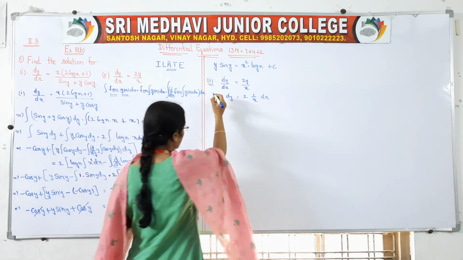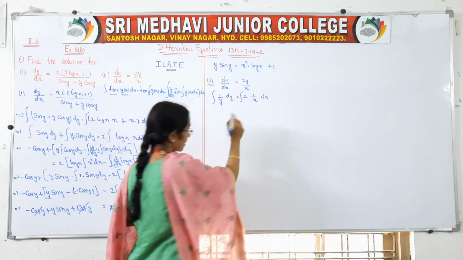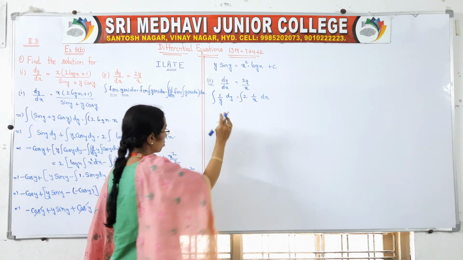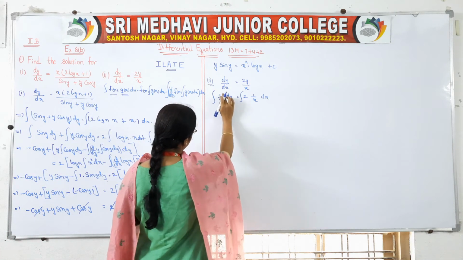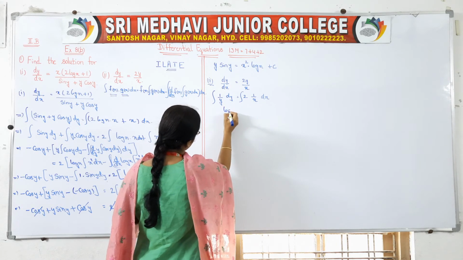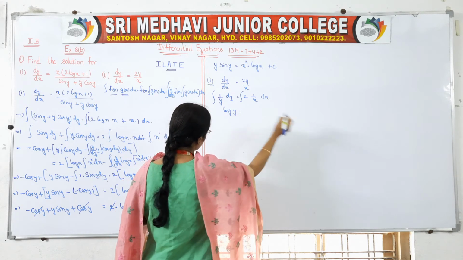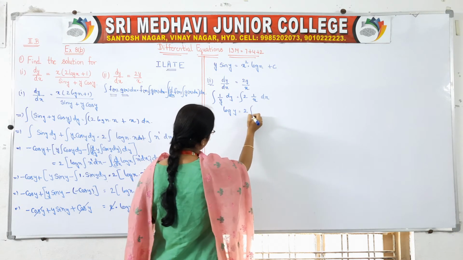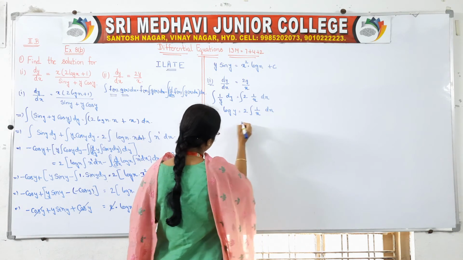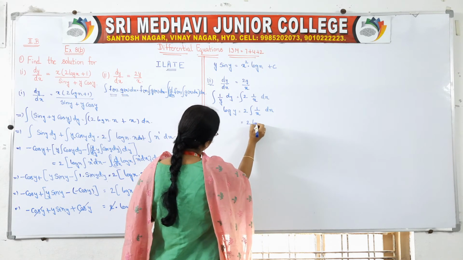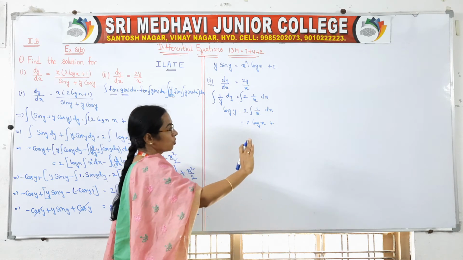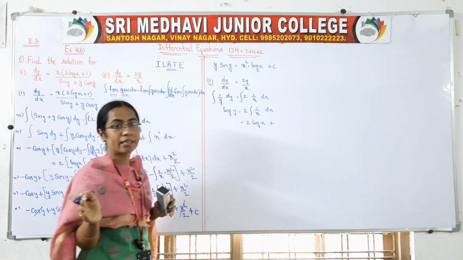So once variables are separated, you apply the integrals, right. So you know it, what is this? Integral 1 by y dy is equal to log y. 2 is constant, take it outside, so integral 1 by x dx is equal to 2 log x. Once all the integrals are over, we have to take the integral constant.